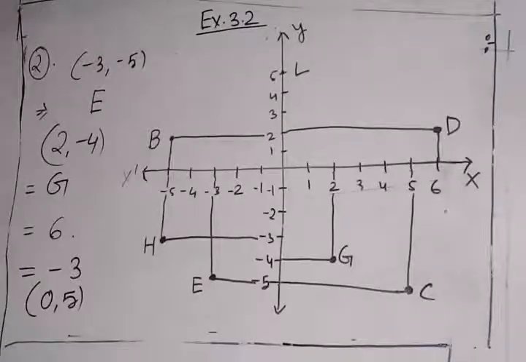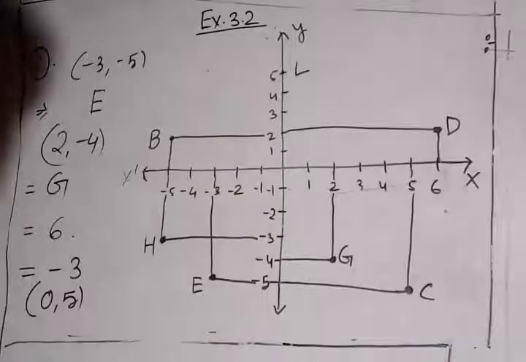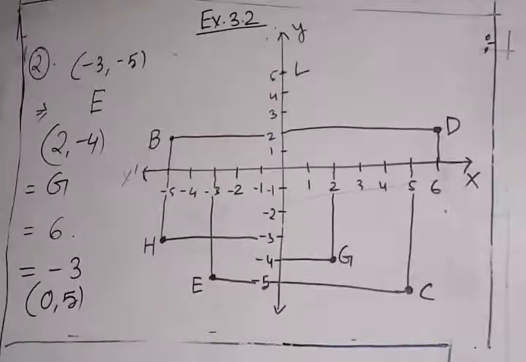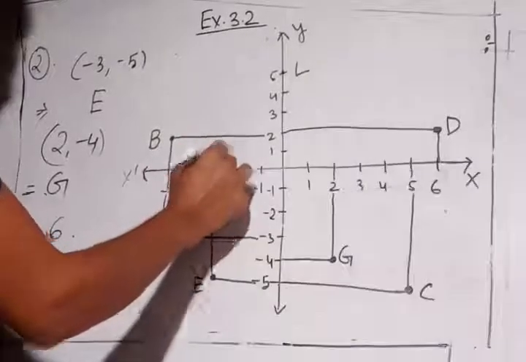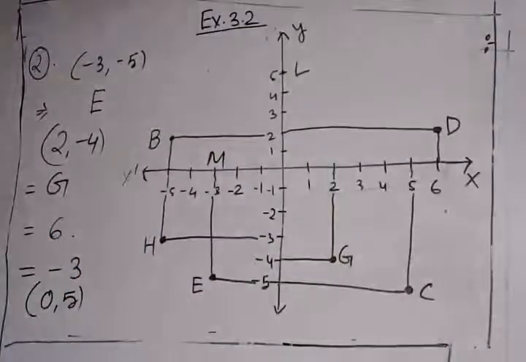Now the next one, the coordinates of the point M. At M, what are the coordinates? That means what are the values of x and y? What is our M? M is this one. Okay, this is our M. The coordinates of M are the values of x and y.